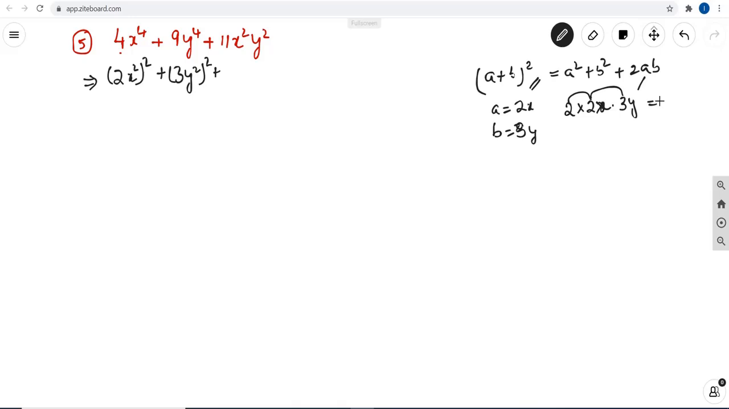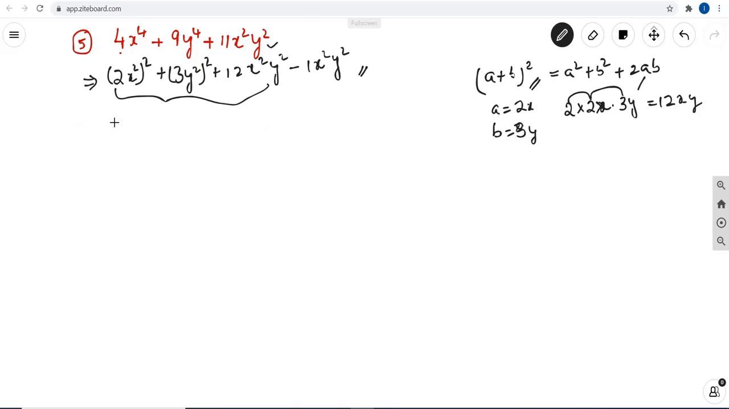So what do we want in this term? We want this term as 12x²y². So what I want is 12x²y² minus 1x²y². Can I write like this? Yes, because 12 minus 1 is 11. So it will be the same term. Now what is the next step? Here we can group this term as one term. So this will be equal to (a plus b) whole square.